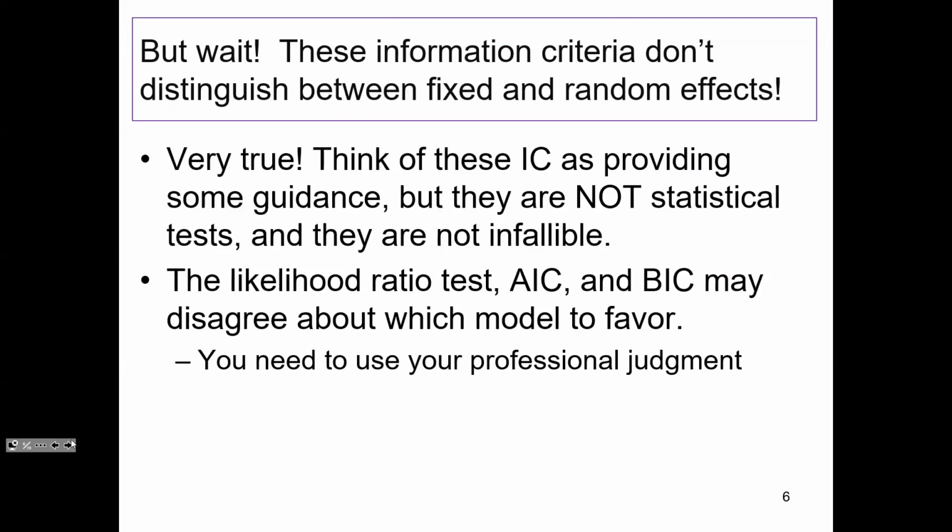So bottom line, I think the information criteria can provide you with some guidance. The idea is that they should be helping point to the best model. But they're not always going to point to the same model, and they're certainly not infallible. As I said before, the likelihood ratio test, the AIC, and the BIC might disagree about what model to favor. In that place, you really need to use your professional judgment about which model you favor.